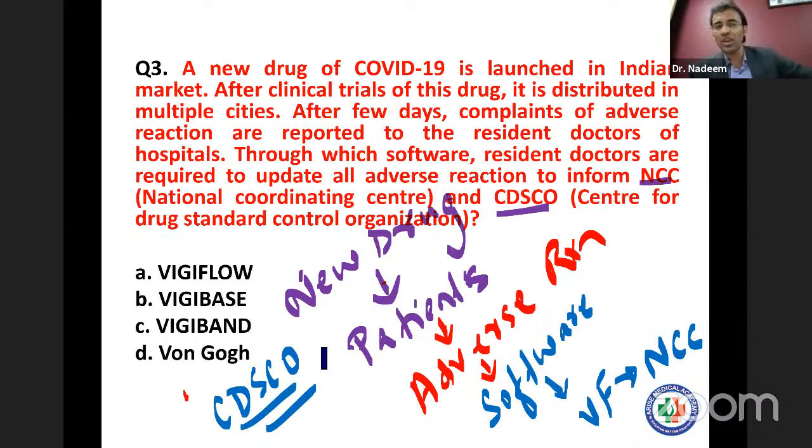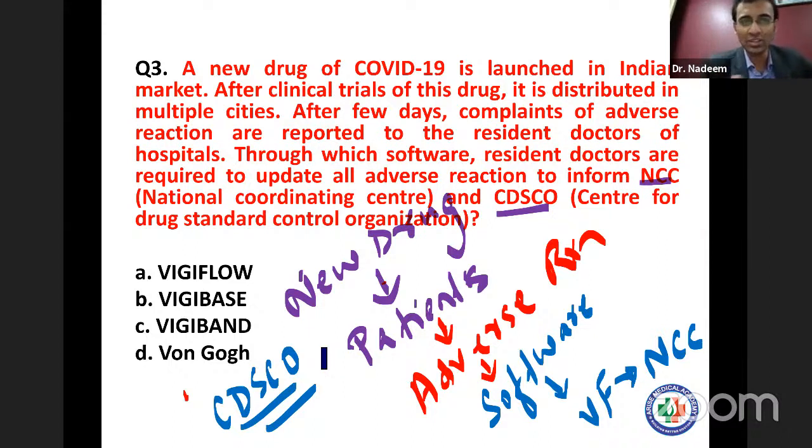When the Central Drugs Standard Control Organization comes to know that so many side effects are coming, they are going to inform the patients, do not use this drug. They are going to inform doctors, do not prescribe these drugs. They are going to ask the manufacturing companies to withdraw the drugs from the market. So easy to understand.